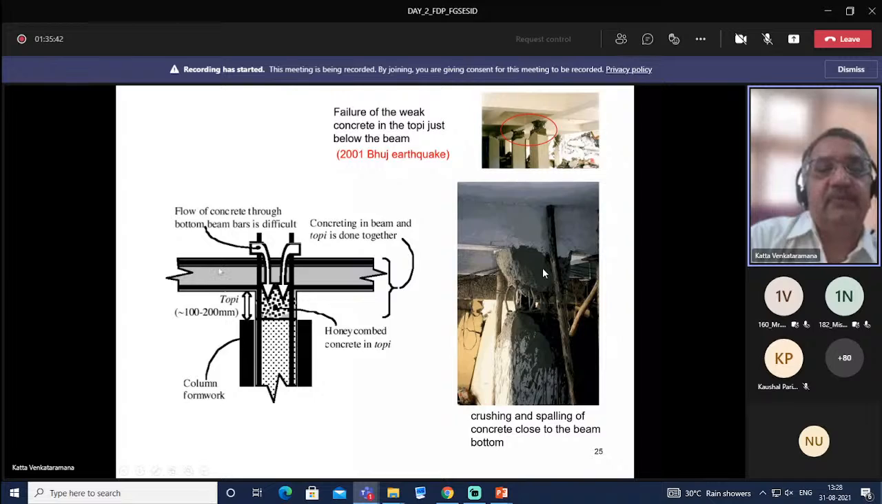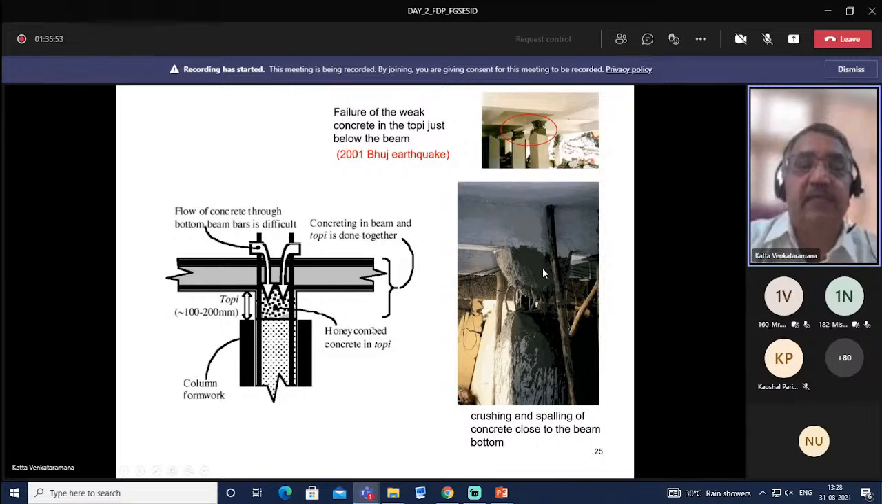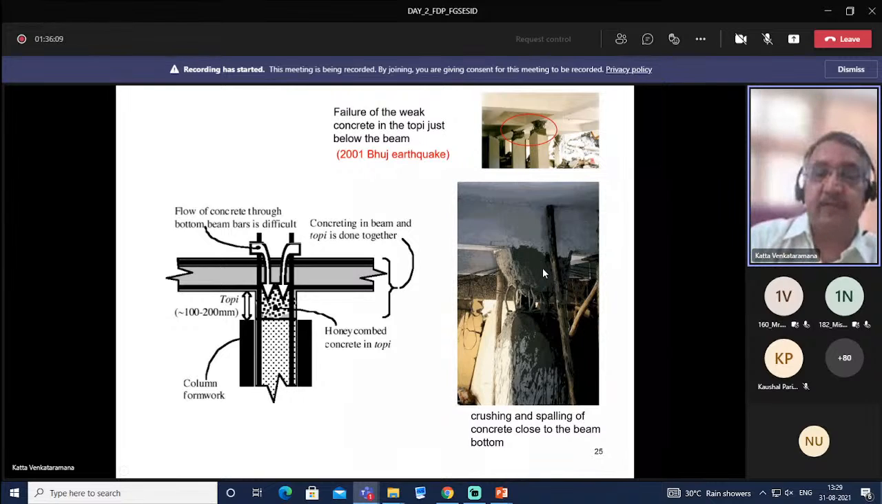However, because of the reinforcement here, flow of concrete through bottom beam bars is difficult. Proper compaction has to be done. Otherwise, there can be honeycombing of concrete in this portion. And when subjected to lateral loads, like earthquake-induced loads, then we can expect these kinds of failure. Here also, crushing and spalling of concrete close to the beam bottom.